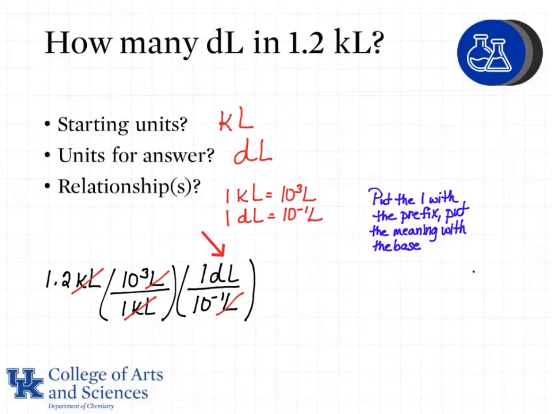Notice I'm still including units with all of my numerical values. And I set up the problem all in one step so that I can check all of my units before doing the calculation, rather than converting from kiloliters to liters, doing a calculation, and then converting from liters to deciliters and doing a second calculation. So I know my answer is in deciliters. Now I can go to the calculator and do the calculation, and I get 1.2 times 10 to the 4th. When I look at my significant figures, I see 1.2 has 2 sig figs. The other two relationships are both exact numbers, and so my answer has the correct number of significant figures.